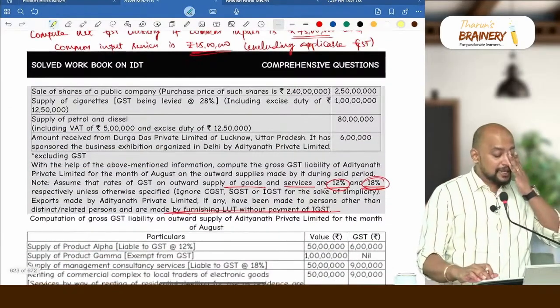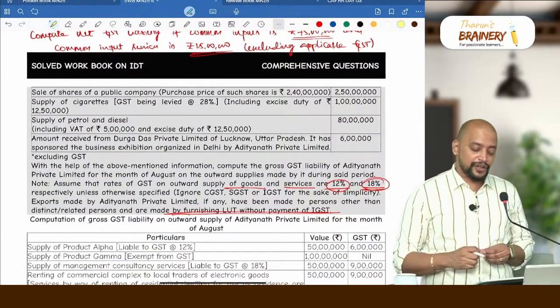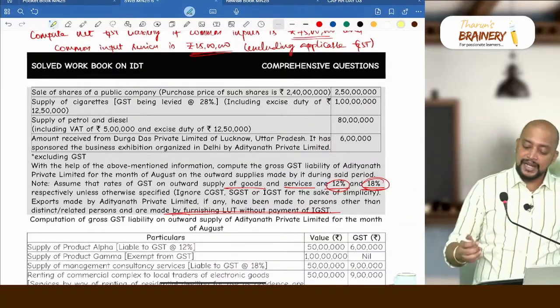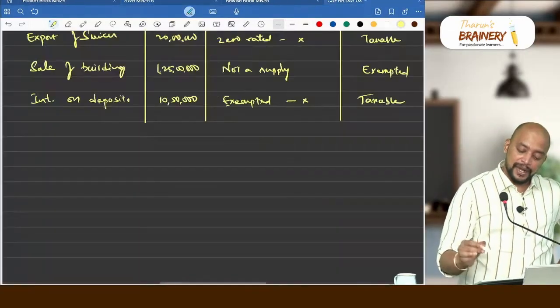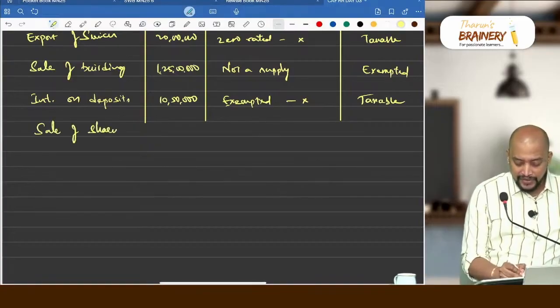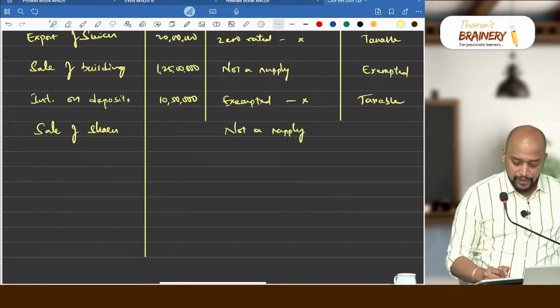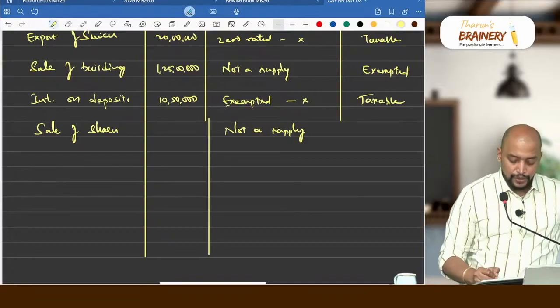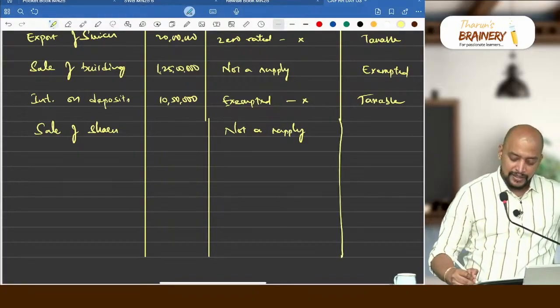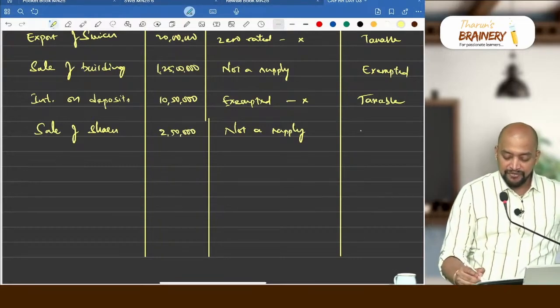And next one, sale of shares of a public company. Purchase price of that share is 2 crore 40 lakhs. So 2 crore 50 lakhs is the sale price. Sale of shares is actually not a supply, but it will be treated as exempted. What is the value of sale of shares? 1% of sale value. Don't take the full amount, take only 1% of sale value. So 2 crore 50 lakhs into 1% will be 2,50,000. But for ITC purpose, it will be treated as exempted.